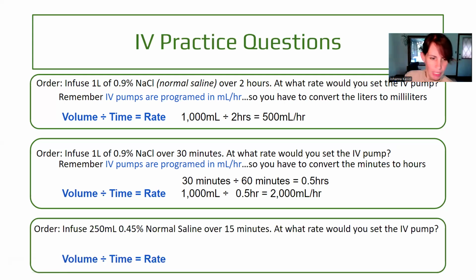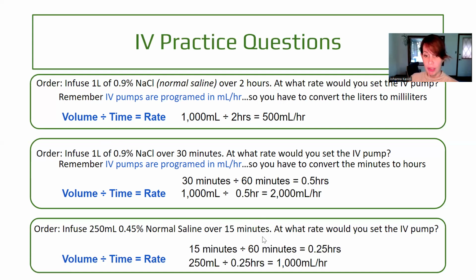And this last problem is infuse 250 milliliters of half normal saline, and this 0.45 is exactly half of 0.9. So that's what half normal saline looks like. And we're going to do this over 15 minutes. At what rate would you set the IV pump? So we have the volume in milliliters, so we're good there. But we need to convert the minutes to hours. Same principle, we're going to divide the minutes by 60 minutes to get the hours. And you know that 15 minutes is a quarter of an hour, and that's exactly right. It's 0.25. And then you come up with 1,000 milliliters an hour.